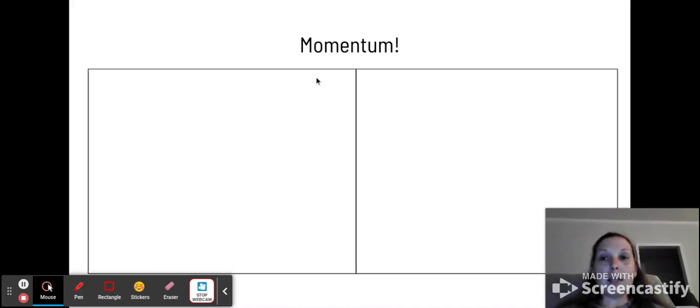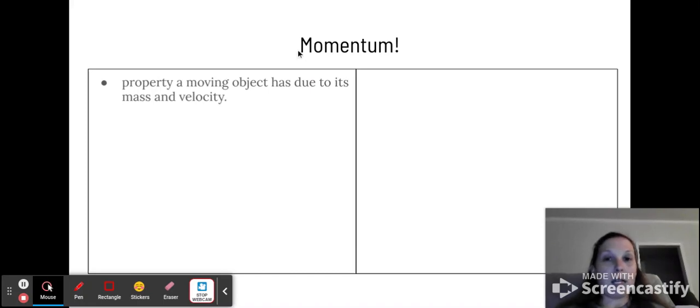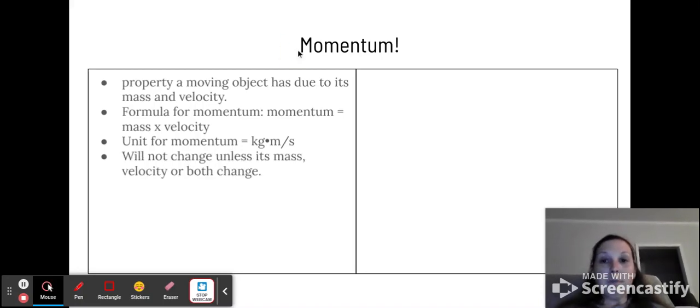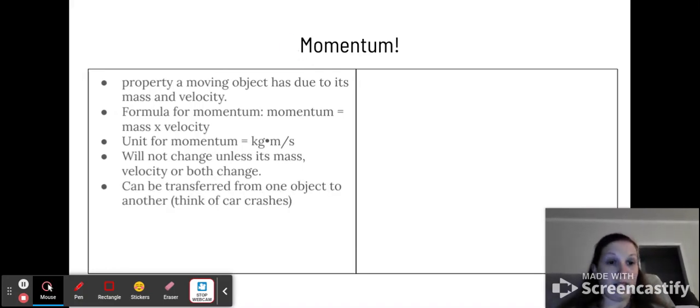So momentum is defined as a property due to the mass and velocity of an object. The formula for momentum is momentum is equal to mass times velocity. This is represented as P is equal to mv. P, for some reason, is the letter for momentum. I really couldn't explain to you why. The unit for momentum is kilogram times meter per second. And this will not change unless the mass, velocity, or both of them change. So the momentum should stay pretty constant.